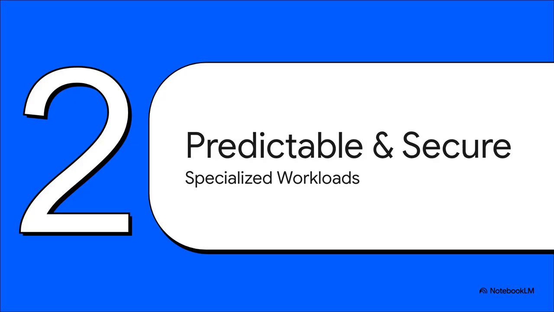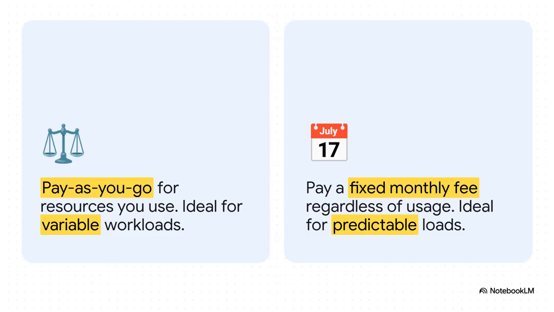Okay, so we've got that flexible pay-as-you-go model down. But what happens when your needs get a little more specialized? Sometimes you care less about flexibility and more about having a predictable budget or just absolutely rock-solid security. So let's see how Google handles that. So just imagine for a second that your team is running a ton of database queries, like all day, every day. With that on-demand model, your bill would be all over the place, totally unpredictable.